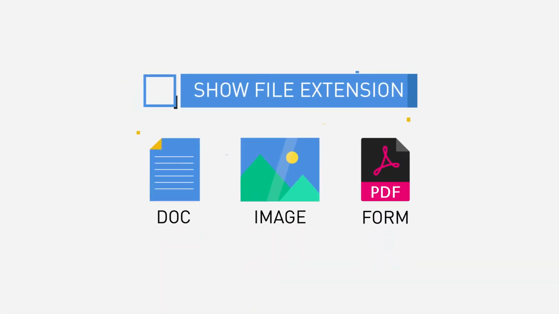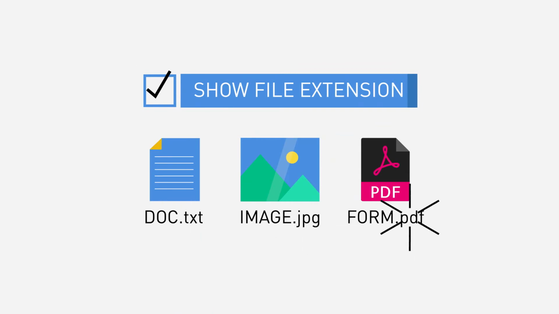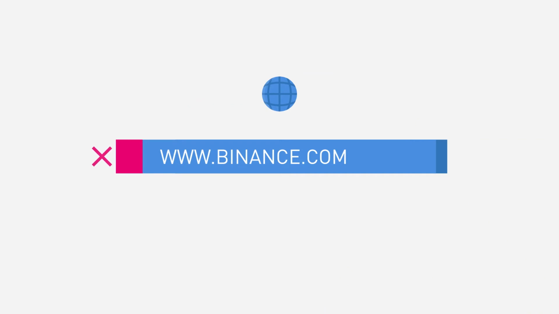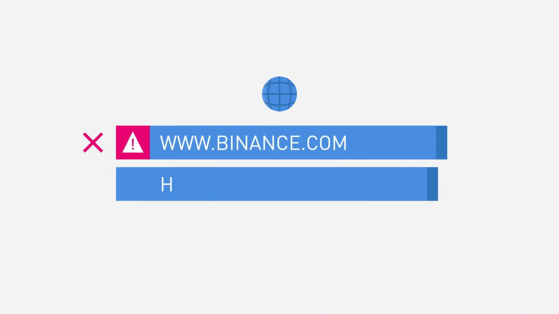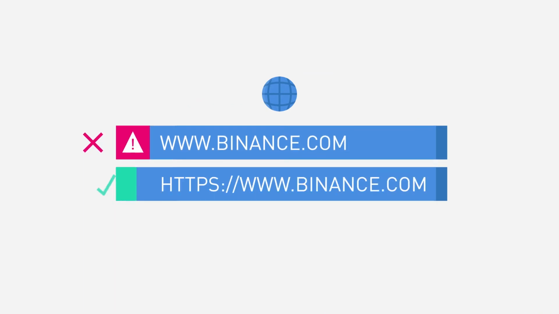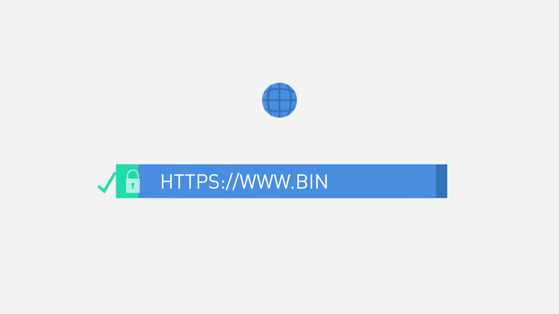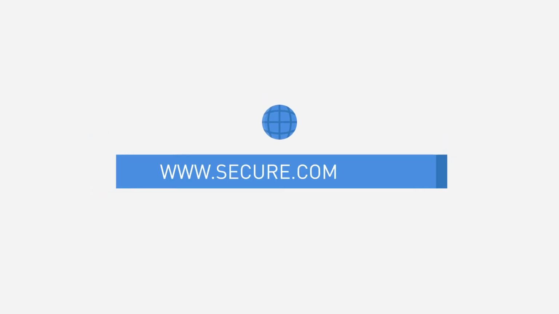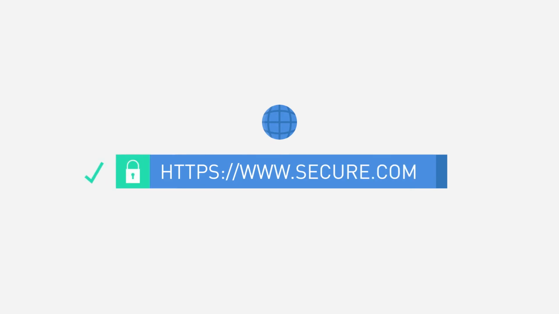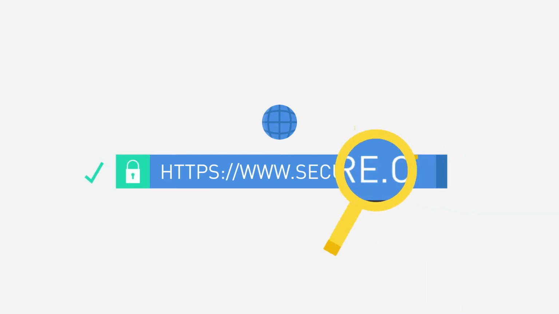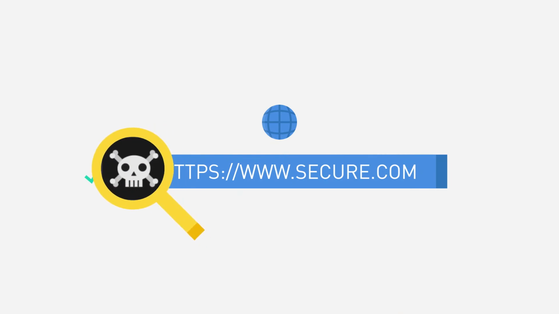Enable the Show File Extensions option on your computer settings so you can easily check the extensions of your files. Avoid visiting websites that are not secured by an SSL by checking that the URL begins with HTTPS. Keep in mind, however, that many malicious websites are implementing SSLs in order to confuse victims, and an SSL alone does not guarantee that the website is legitimate or safe.